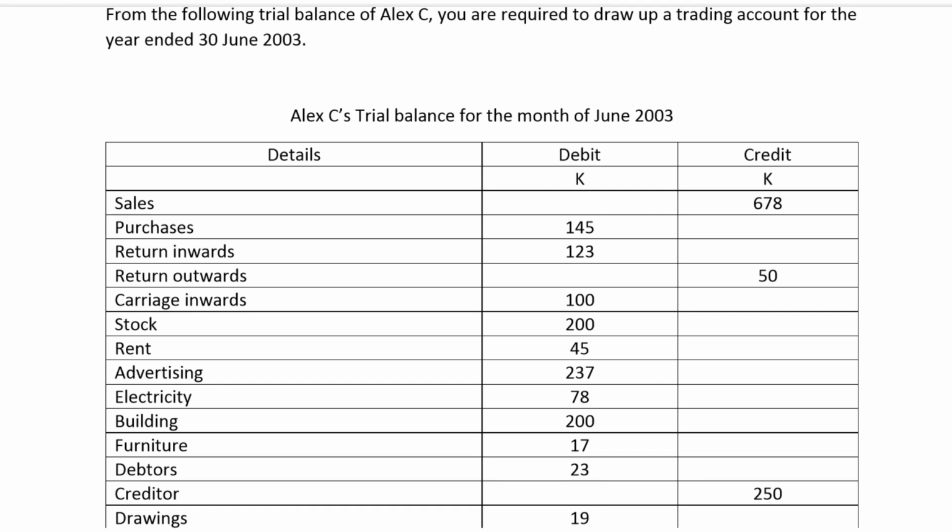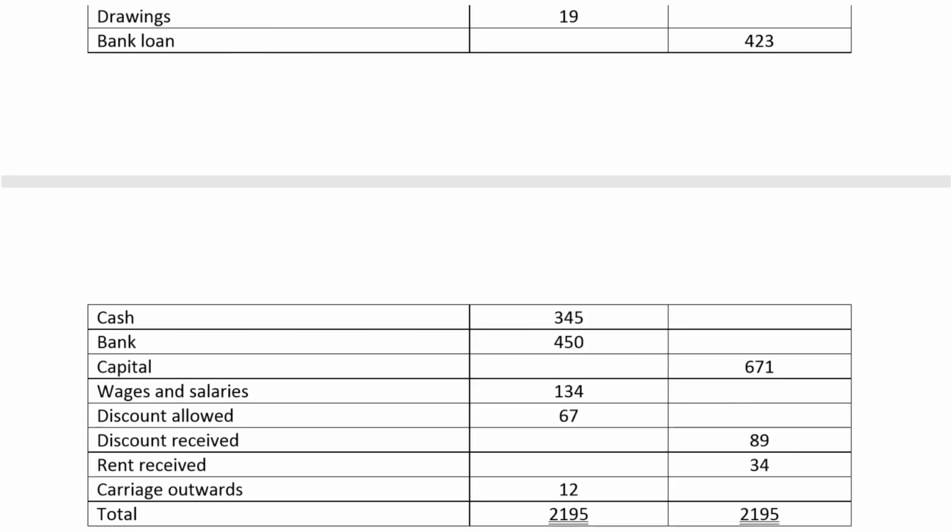We have building amounting to 200. We have furniture amounting to 17. We have debtors amounting to 23. We have creditors amounting to 250. We have drawings amounting to 19. We have bank loan amounting to 423. We have cash amounting to 345. We have bank amounting to 450. We have capital amounting to 671. We have wages and salaries amounting to 134.